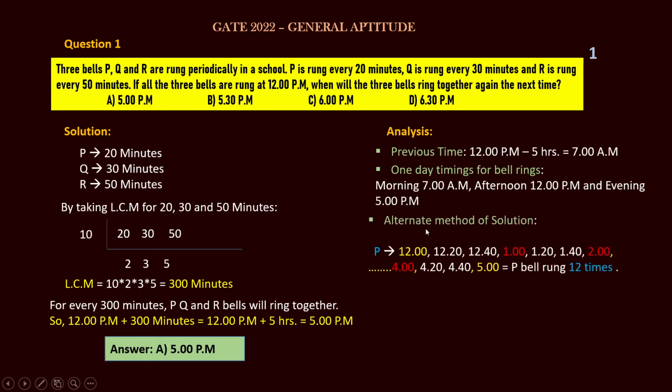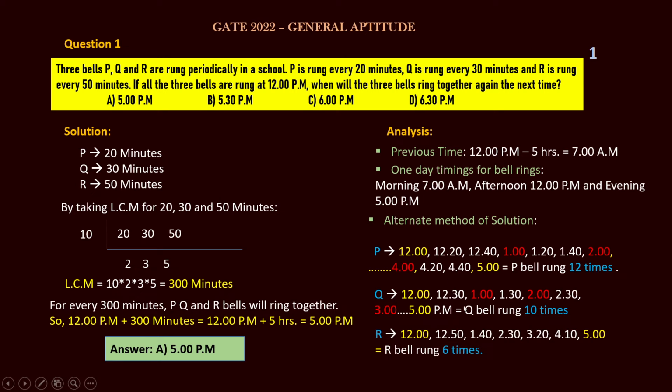And also there is an alternate method of solution. Sometimes we can get confused whether to take the LCM or GCF. At that time we can go for the direct method. Just write the timing values. P is rung every 20 minutes. They have given the time 12 p.m. After 12 p.m., we can write the sequence of timings, every 20 minutes for P, and for Q and R also. Then we can analyze the common timings.